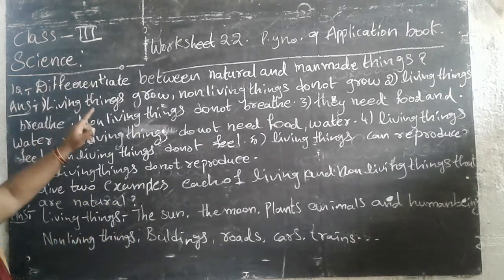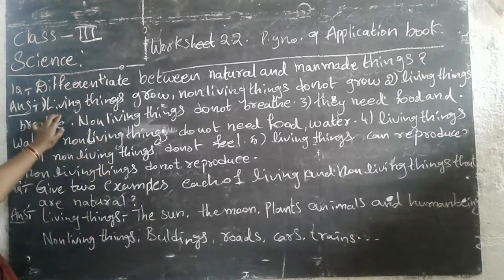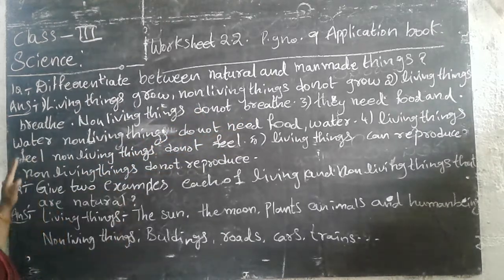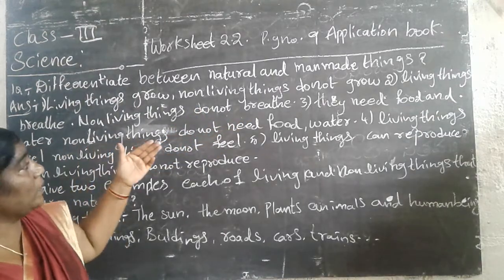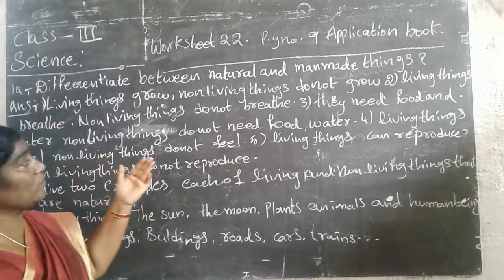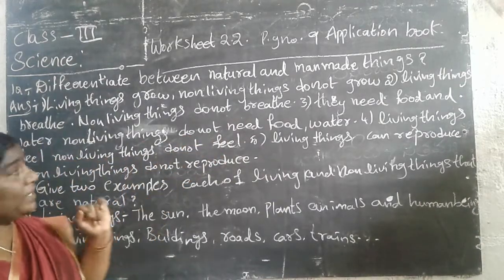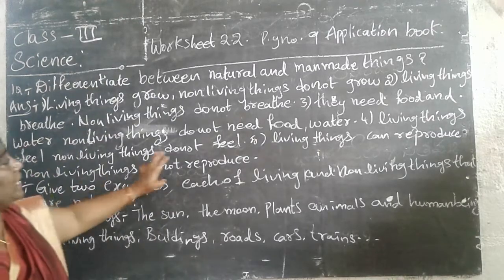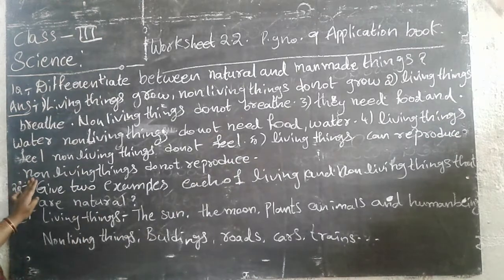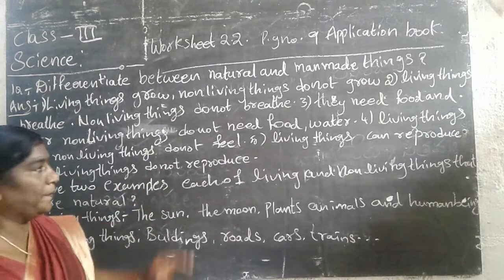First question is the difference between natural and man-made things. Living things grow. Non-living things do not grow. Living things breathe. Non-living things do not breathe. Living things need food and water. Non-living things do not need food and water. Living things feel. Non-living things do not feel. Living things can reproduce. Non-living things do not reproduce.